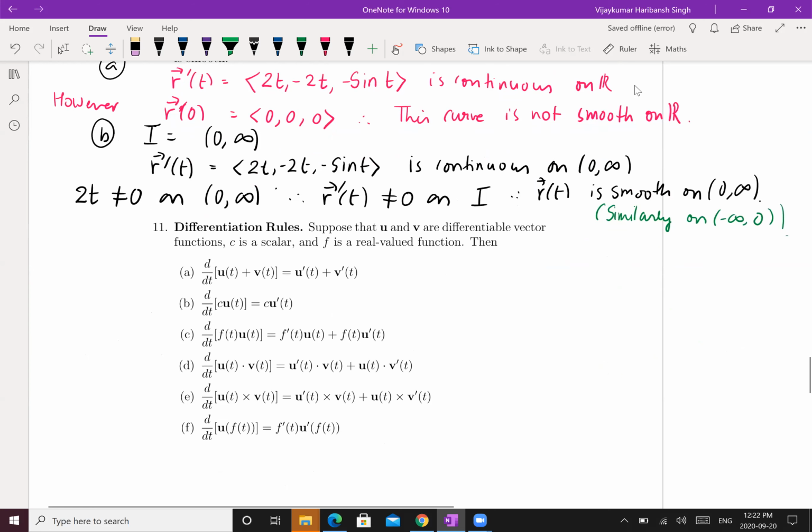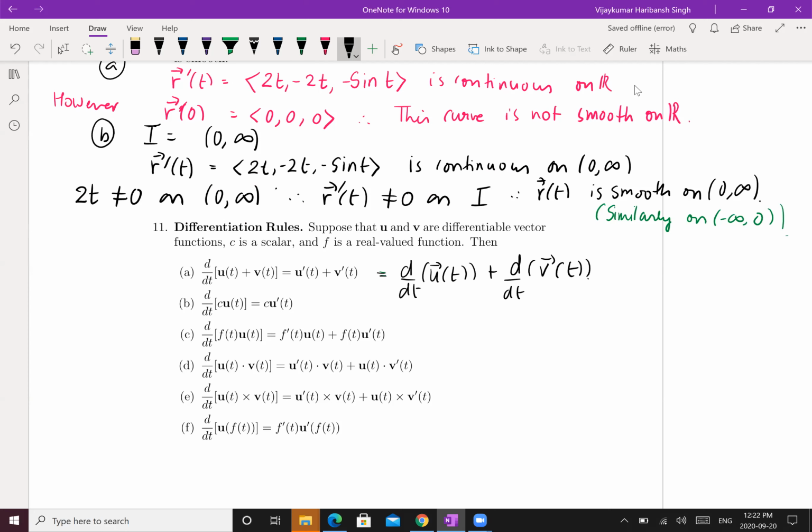Now there are a few rules of differentiation. They are very similar to the rules you had in calculus of one variable. So if you want to take the derivative of u of t plus v of t, that is the same as d by dt of u of t plus d by dt of v of t. Note that, as we discussed, the bold letters are the vectors. When I'm writing by hand, I'll put an arrow, but when it's printed, it will be given by bold letters.